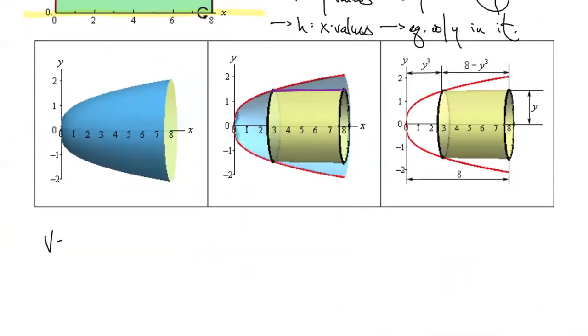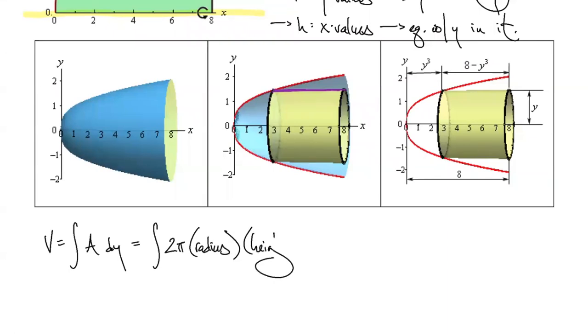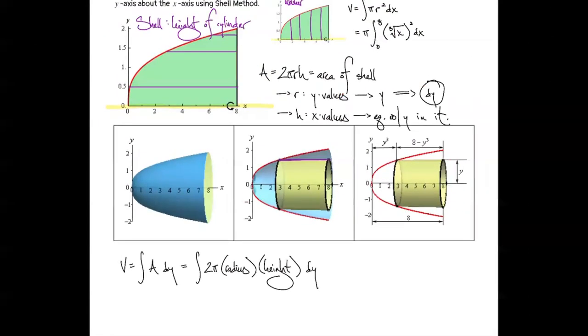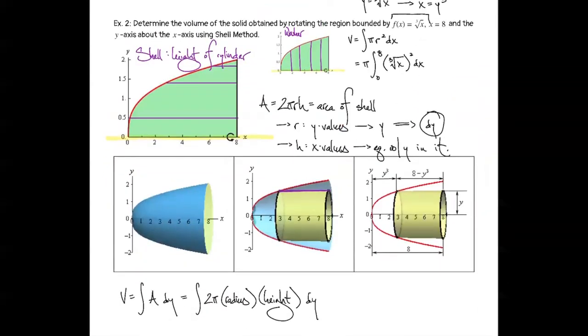All right, so volume equals the integral of area. We know that we're using dy here, right? Because the radius told us so. We also want to choose the area formula for the cylinder, the cylindrical shell. So the integral of 2 pi times the radius times the height dy.